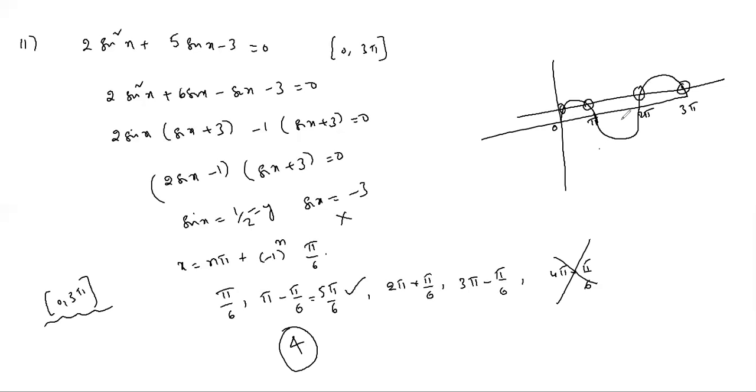If you don't know the exact value, here we know the exact value for 1 by 2, pi by 6, so we can write the general solution. Sometimes you may get sin x equal to 1 by 3 or like that. In that case the number of solutions we can find by using the graph. How many times they intersect, each gives one solution. Okay.